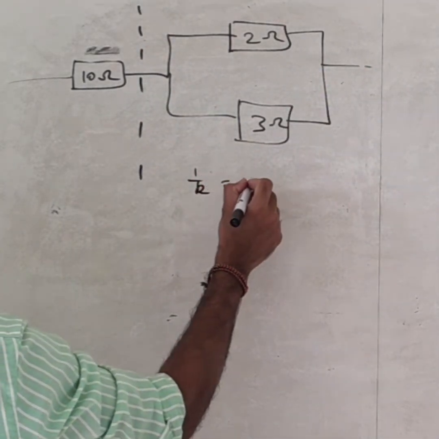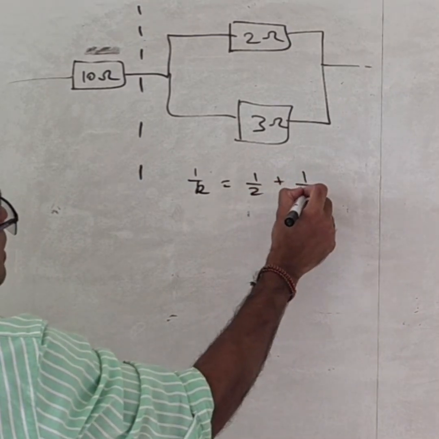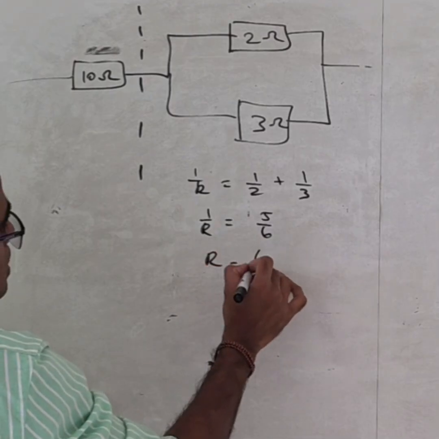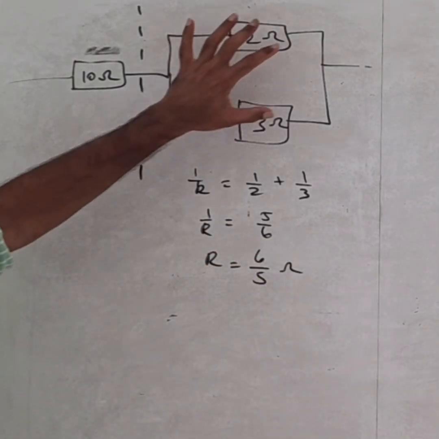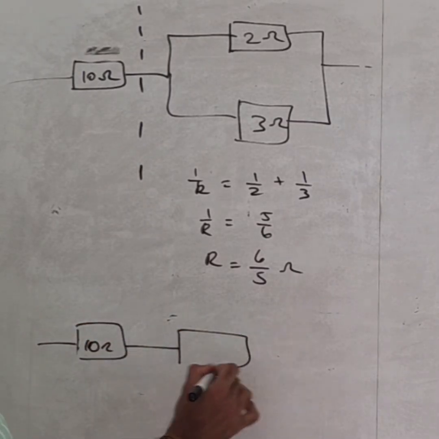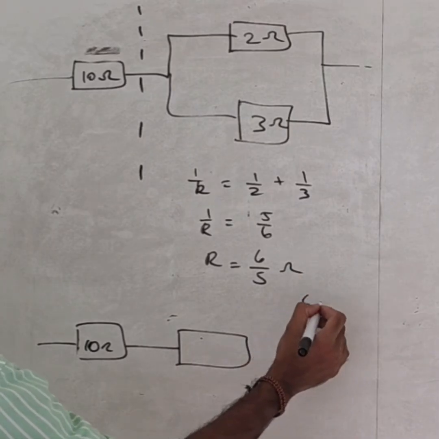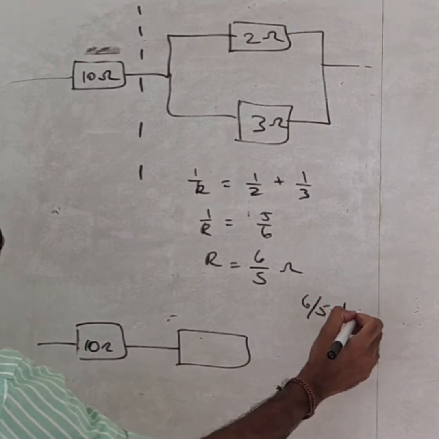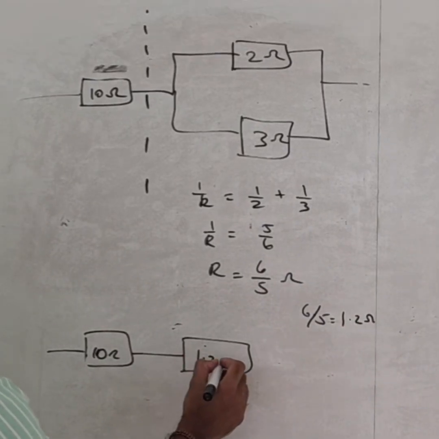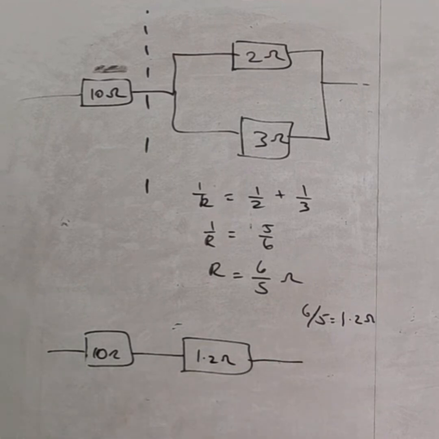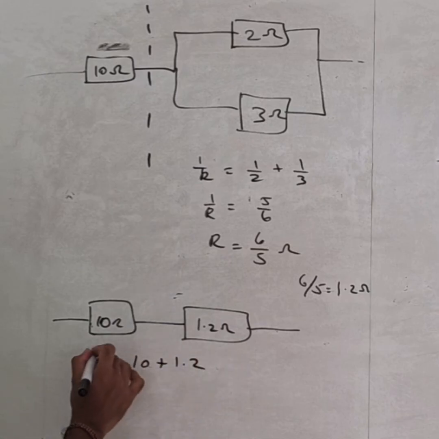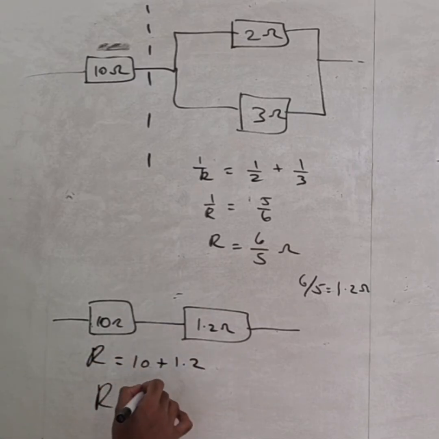So 1 over R is equal to 1 over 2 plus 1 over 3, so it is 5 over 6. So R is equal to 6 over 5 ohms for this one. Now you can think this is 10 ohm, in series with another 6 over 5, which means 1.2 ohms. So 10 and 1.2 ohms are in series now. So 10 plus 1.2, the final answer is 11.2 ohms.